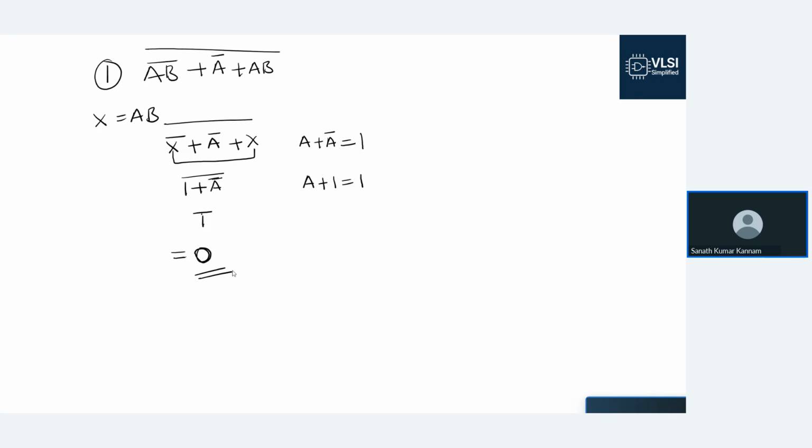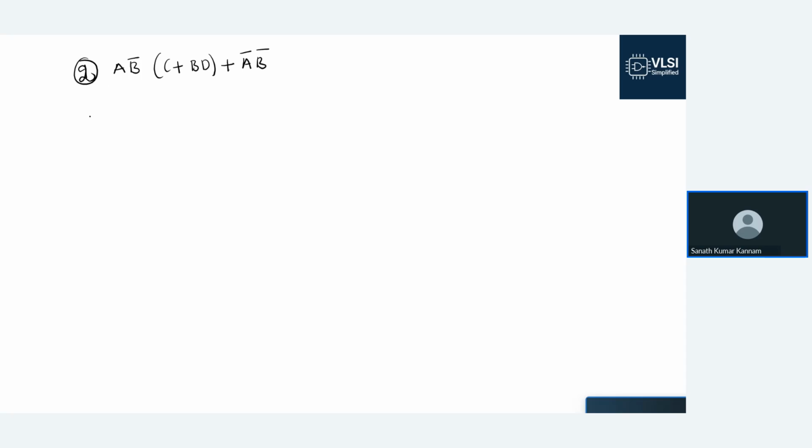And next we will see, let us take this second expression: AB bar and C or BD or A bar B bar. You need to minimize the given expression into the minimum number of literals.